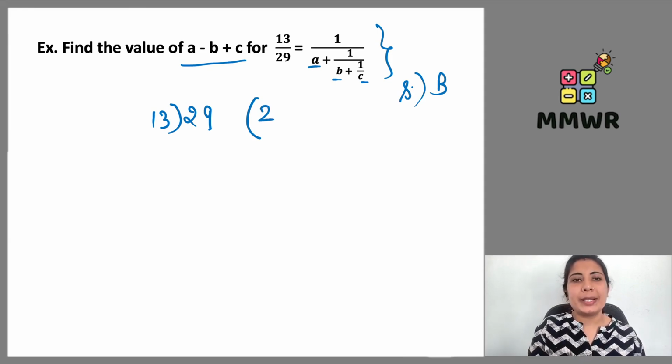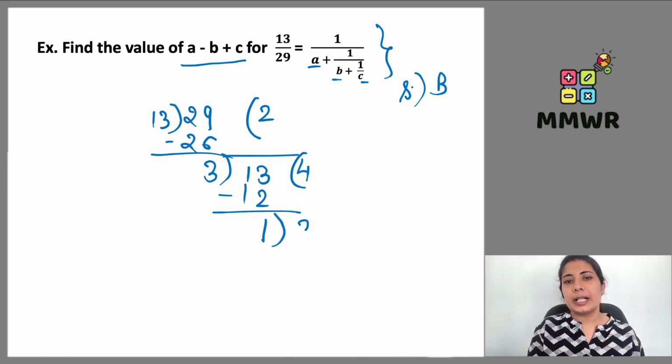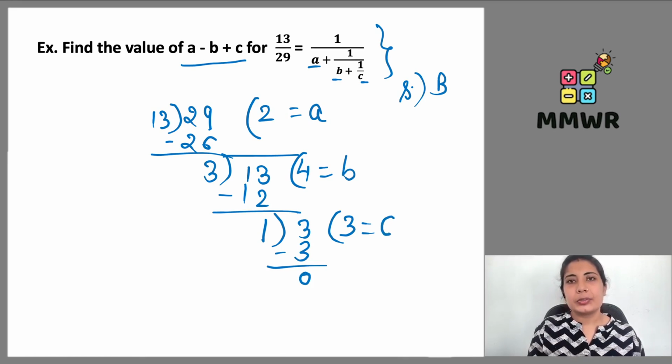So 13 twos are 26. When we take the difference here, this gives me remainder 3. Now 3 will be the new divisor and 13 will be the dividend. So 3 fours are 12 because it is smaller than 13. 1 is the remainder. Now 3 will be divided by 1, which is 3 times only, and 0 is the remainder. So the value for A is 2, the value for B is 4, and the value for C is 3.